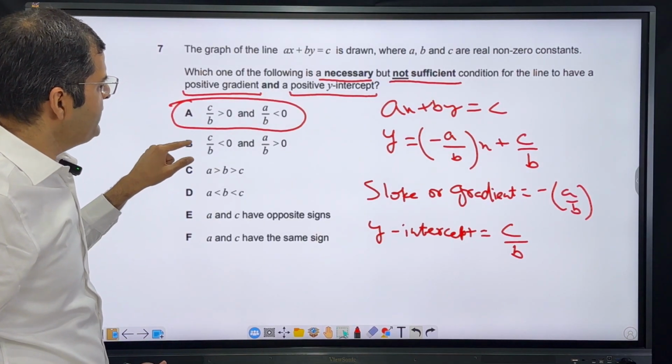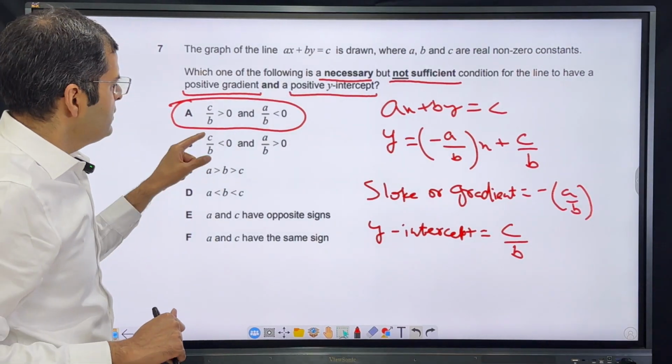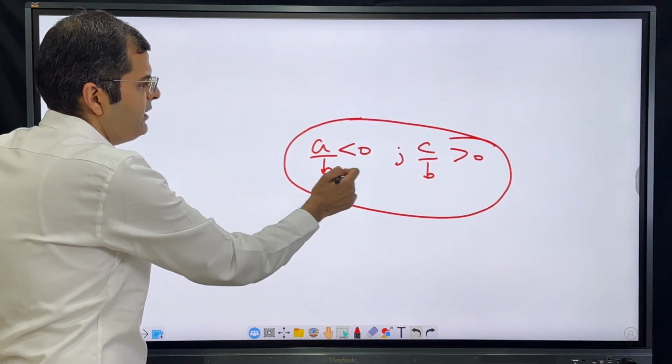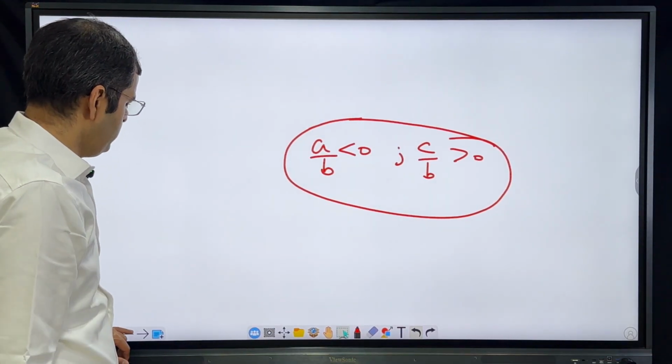Now option B says C by B is less than 0 and A by B is greater than 0. Now C by B is less than 0, A by B greater than 0. This is actually incorrect. This is neither necessary nor sufficient.